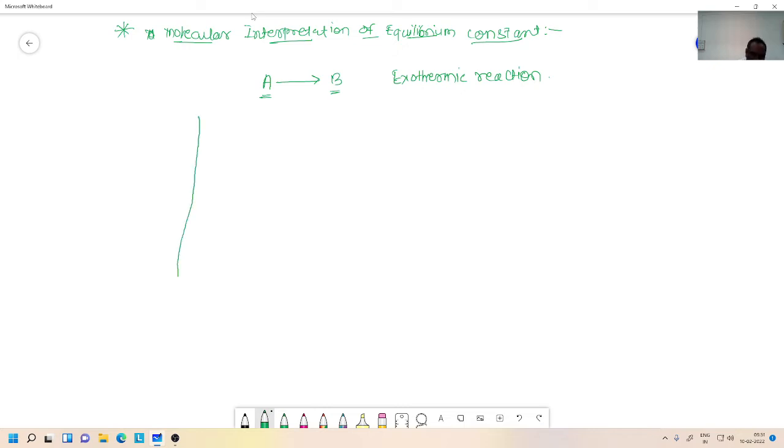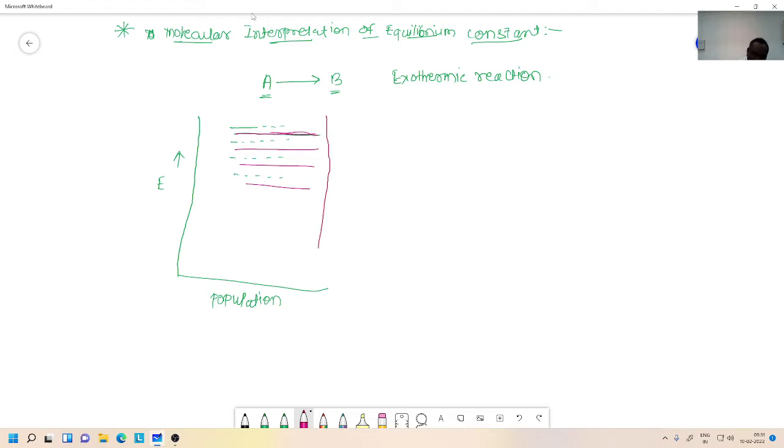The energy level, we know from the kinetic theory of gases that some of the molecules have higher energy, some of the molecules have lower energy. Population and energy, right? So if I write the energy levels of A, let's consider these are the energy levels of A, and on this side let's consider the energy levels of B. Dotted lines are the energy levels of A, and these red color lines are the energy levels of B.